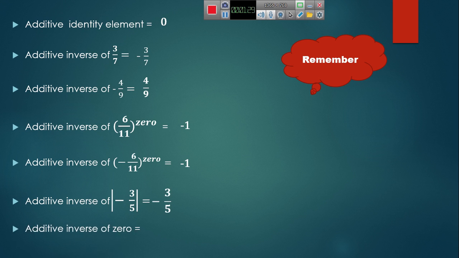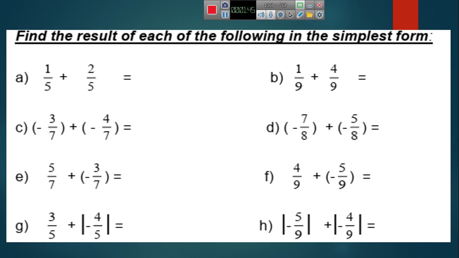What about the additive inverse of 0? We will get 0 because 0 is the neutral number. There is no negative or positive; it is neither positive nor negative. So the additive inverse of 0 stays the same, 0.